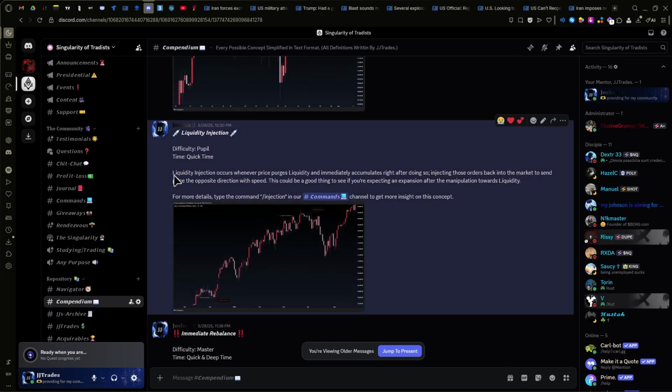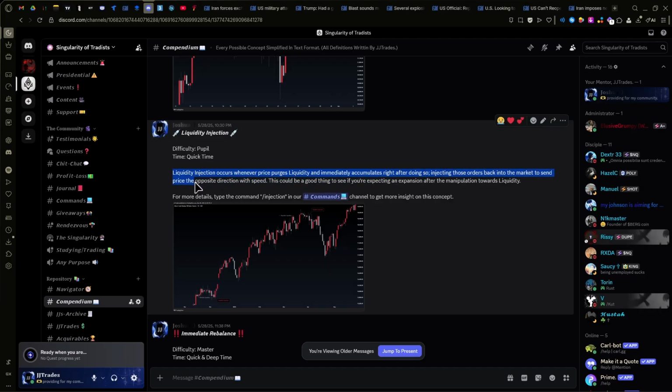In short, it is basically when price takes that liquidity and accumulates right after it. It literally says right here, liquidity injection occurs whenever price purges liquidity and immediately accumulates right after doing so, injecting those orders back to the market to send price the opposite direction at all-time highs. That is flipped around. It's going to actually use the orders that were re-injected to continue, because what's the number one rule? What's the one thing that price is going to do at all-time highs? It's going to keep going. So instead of injecting those orders back into the market to go in the opposite direction, it's actually going to use those orders to keep going. Understand?